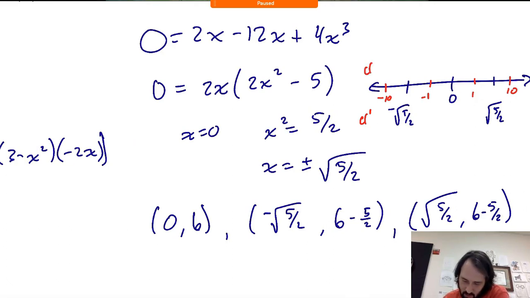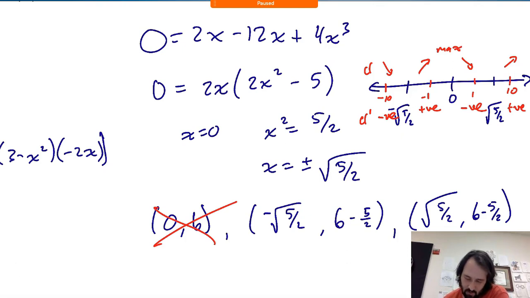So let's see, if I put in a negative 10, it's going to be a negative times a positive, so this will be a negative. A negative 1 will come out a positive. So that is for sure minimizing at negative root 5 over 2. And then if I put in positive 1, that comes out a negative. So this is no bueno. And then positive 10 would give me a positive. All right, so I'm going decreasing to increasing to decreasing to increasing. So this is kind of a relative max point there. So that's why I do not want to include that point at 0, 6.